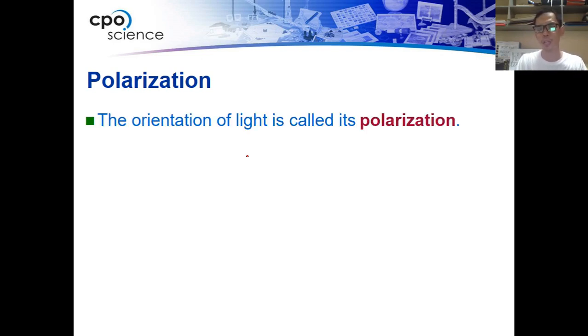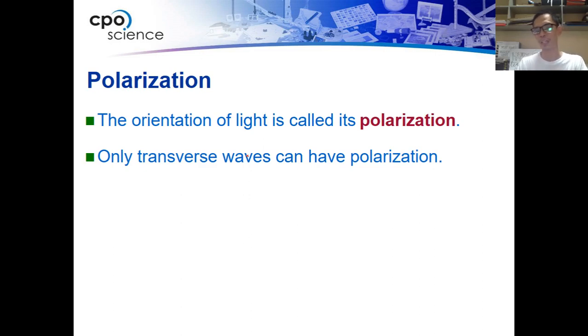Alright, since we talked last time that the electromagnetic wave is a transverse wave, then therefore it can be polarized. This is one property of a transverse wave called polarization. What do we mean by polarization? That is the orientation of the light. Polarization is a property uniquely present in transverse waves. A longitudinal wave doesn't have this kind of polarization.